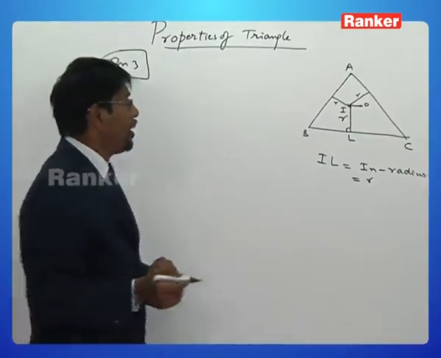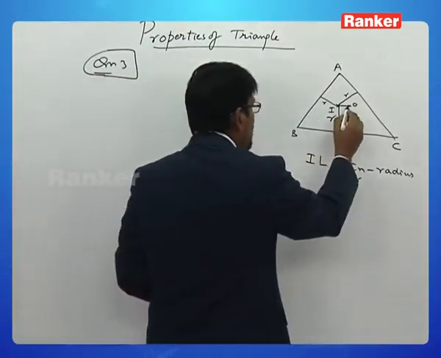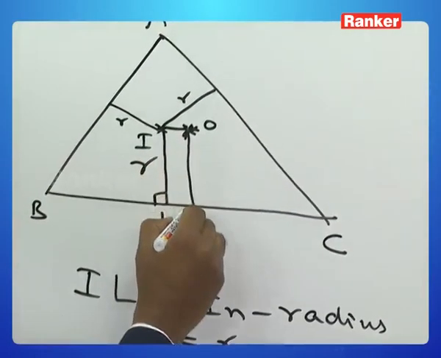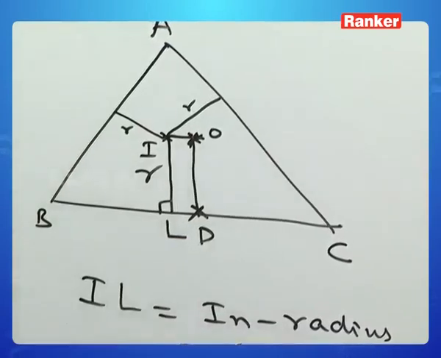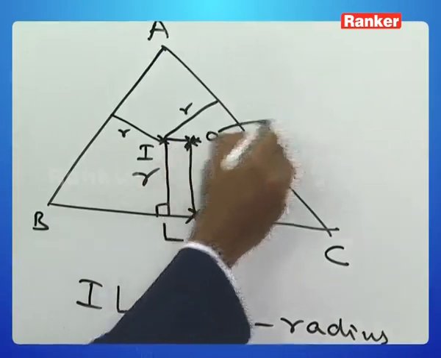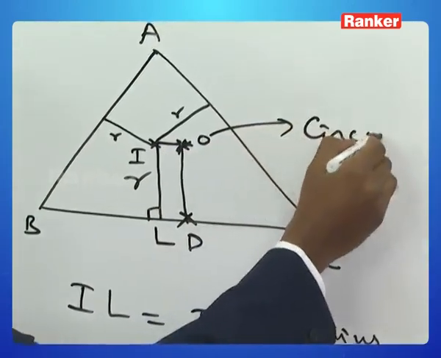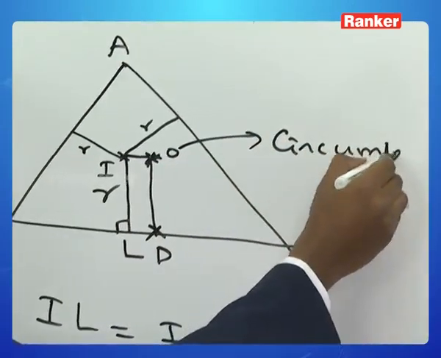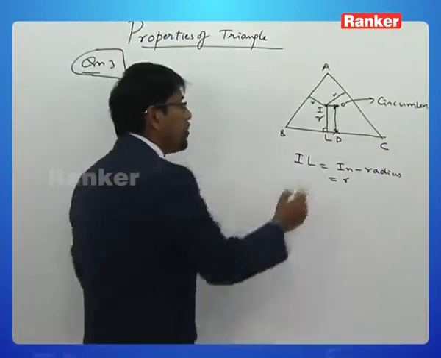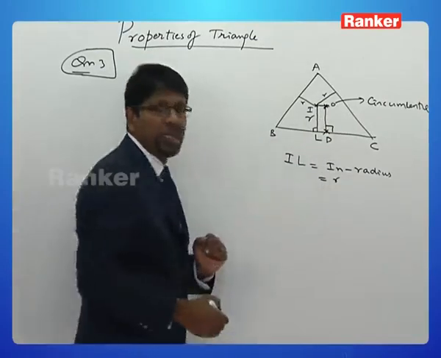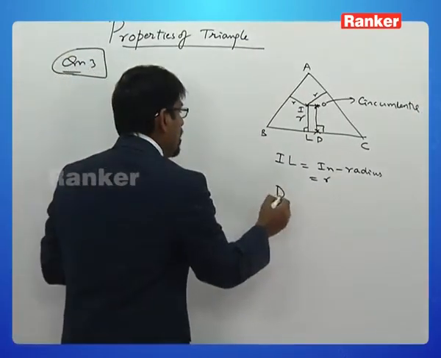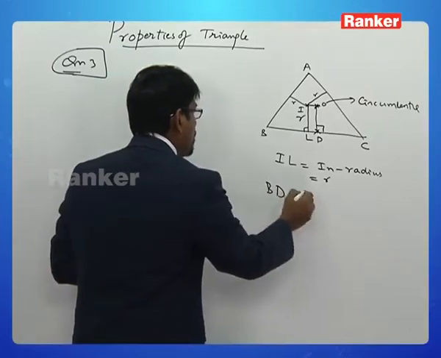Okay. Now when you drop a perpendicular from the circumcenter onto any side, it has to bisect that side. So when you drop a perpendicular from O, the circumcenter, onto any side, it will bisect the side. Let's drop a perpendicular from O onto BC. D will have to be the midpoint. So D is the midpoint, BD is equal to DC.